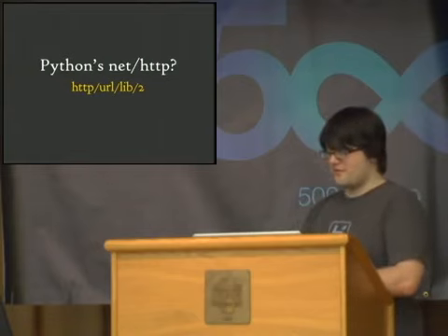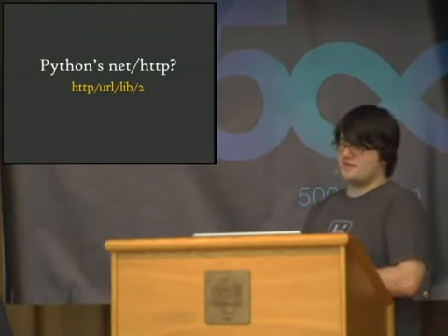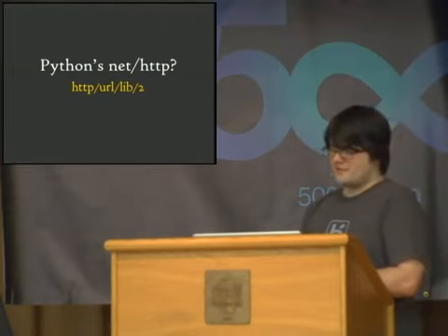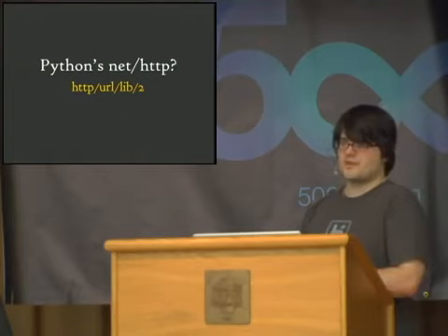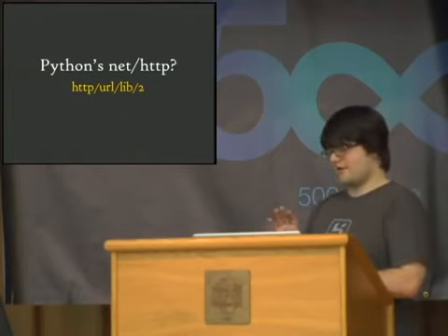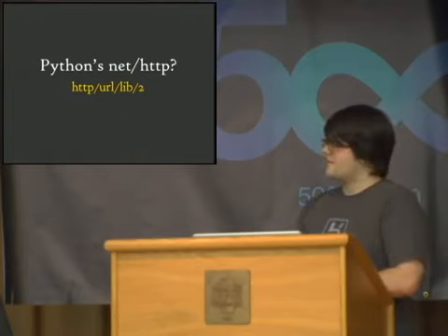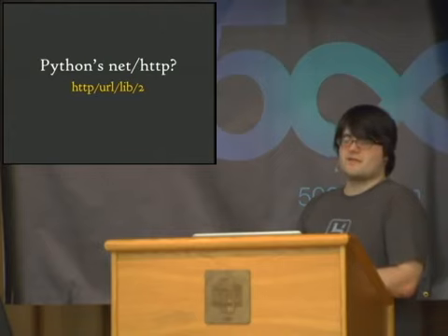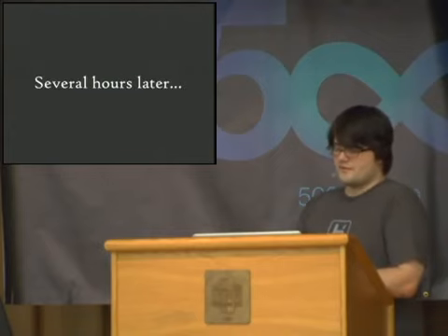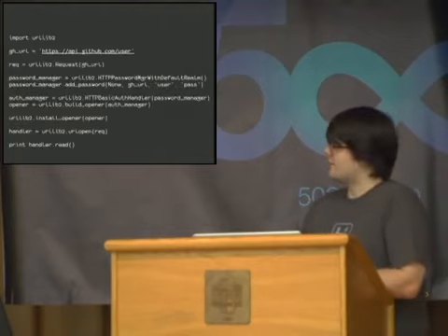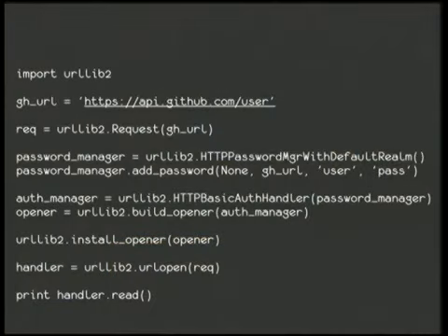So if you search online for several hours, you'll find the best practice that's recommended by a lot of people is urllib2. That's the latest module that's in the standard library. It's what a lot of people point to in the documentation, and that's the de facto, just use that. So you're going to try to write this code in urllib2. And several hours later, this is what you're going to come up with. Let's go through it and you'll see.